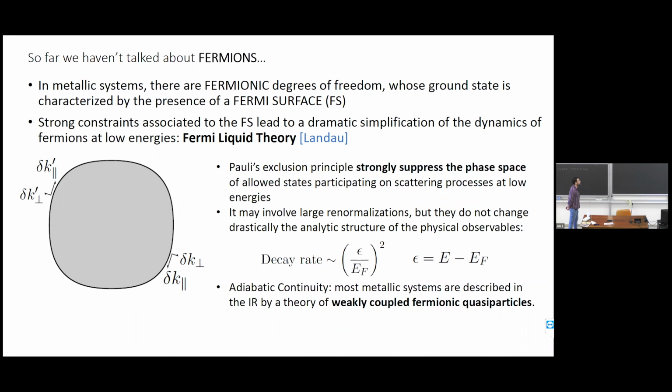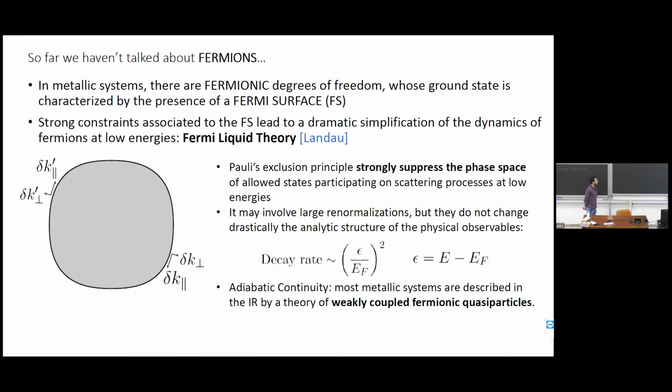Okay, this is about quantum criticality. But now let's talk about fermions, because in this talk we are interested in metals, which are models of fermions at finite density. And moreover, we will be interested in metals with non-Fermi liquid dynamics. Since non-Fermi liquid is defined in opposition to Fermi liquid, let me start by saying a few words about what a Fermi liquid is and what Fermi liquid theory is.